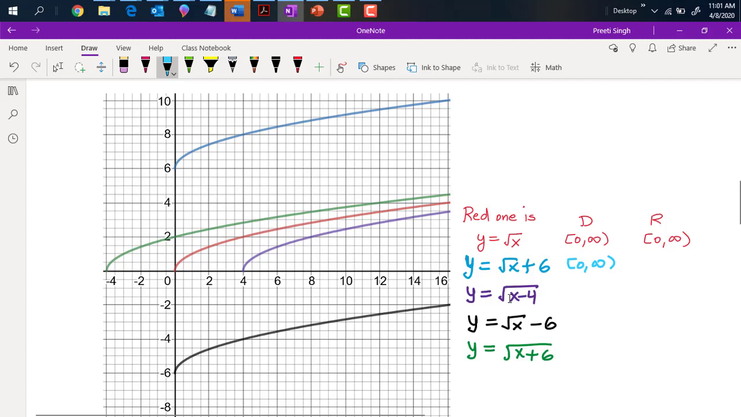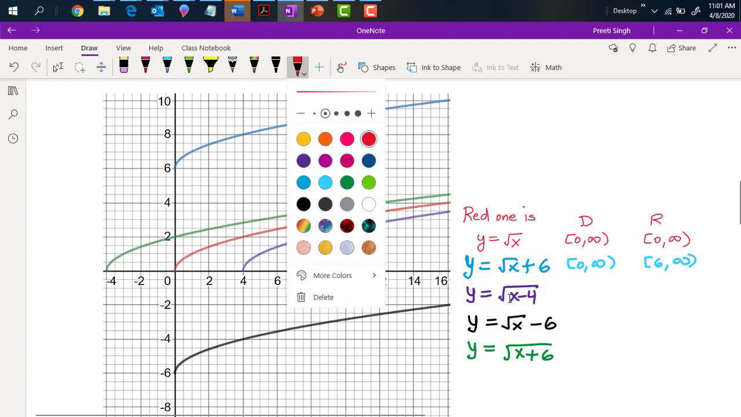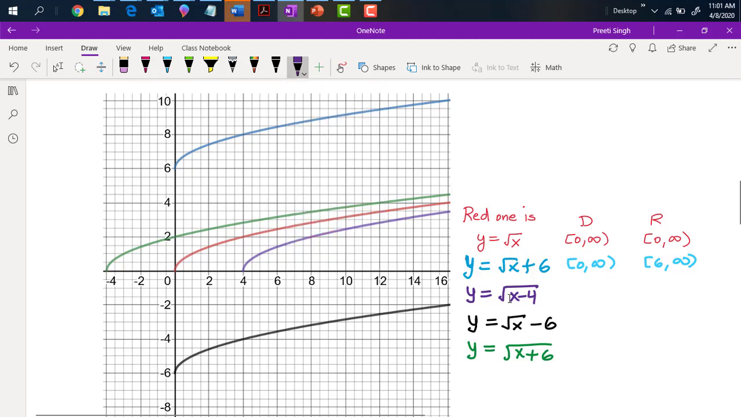Since it has gone up, the range now is 6 to infinity. Now let's look at the purple one. If I look at the purple one, it has gone to the right, right? It has gone right by 4 units.